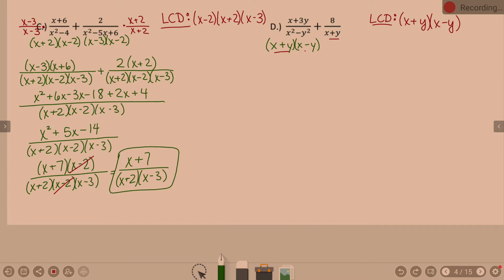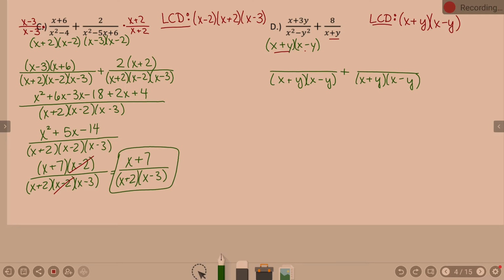So we're going to add these two fractions together by getting a common denominator. So I'm going to rewrite my fractions with my common denominator. X plus y, x minus y, x plus y, x minus y. Okay, so both fractions are going to have the same common denominator. What do you notice about the first fraction? If we look up here, my denominator was already x plus y, x minus y, wasn't it? So I already have the common denominator.